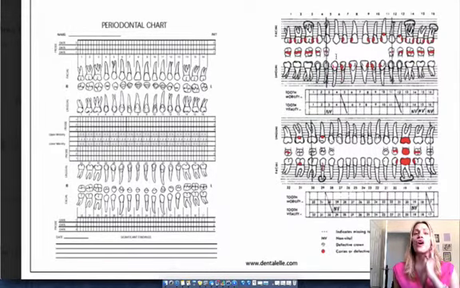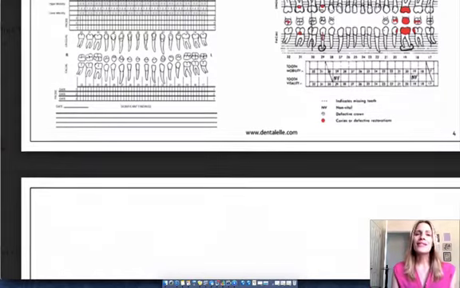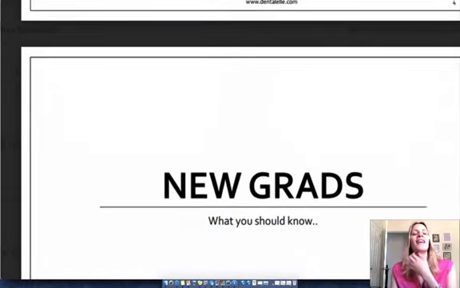Because typically for charting, anything in blue are things that are already there. So think silver fillings, amalgam fillings, crowns, bridges, root canals, things like that. But red typically means a cavity or something that needs to be taken care of, like if a tooth needs to be extracted, or if there's a cavity around a filling. But more about charting in another webinar also, because I did have a lot of questions.